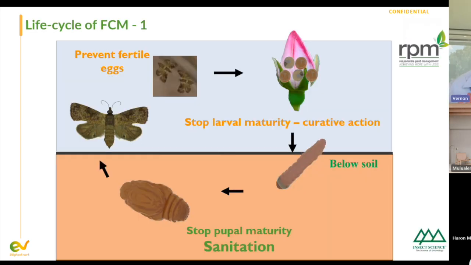So for false codling moth's life cycle that we've already seen, we can identify 3 different places where we can have an intervention. The first is to prevent the egg deposition, so prevent egg laying. The next is to stop larval maturation, and third, to stop the pupae. Those are the 3 places that we can have an effect on FCM's life cycle.